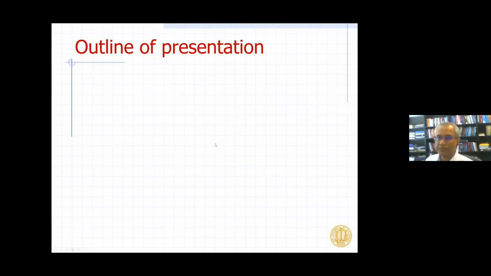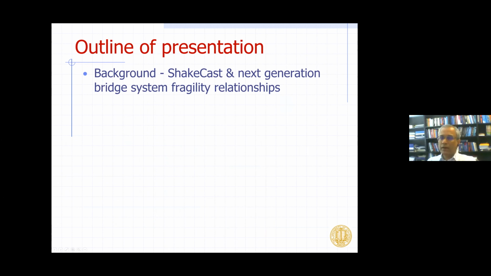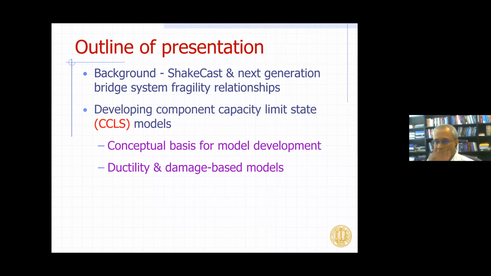Okay, there you go. So in terms of the outline, I'm going to first give you a little bit of background. This has to do with ShakeCast, a software platform used by Caltrans. And then I'll talk more about the development of these component, or rather in this case, column capacity limit states, the conceptual basis for the modeling, and then talk about two types of approaches that we followed.